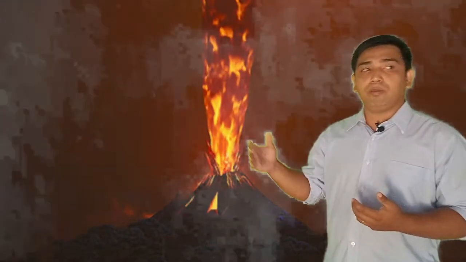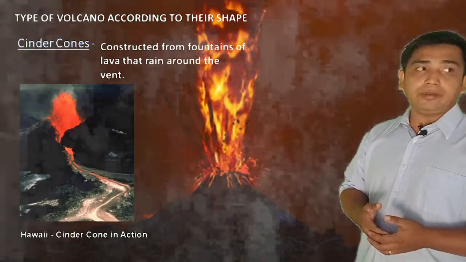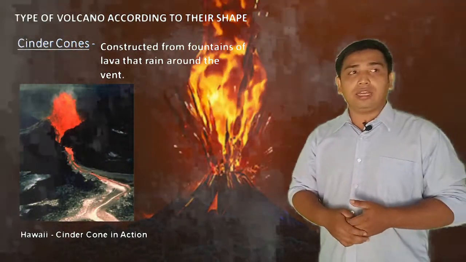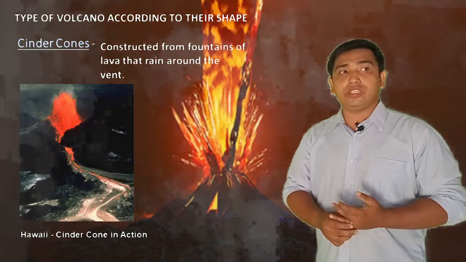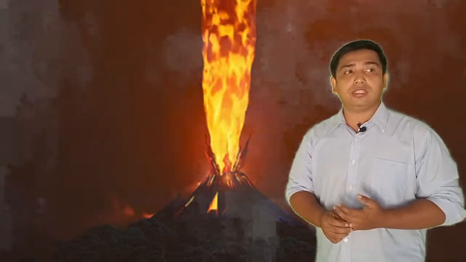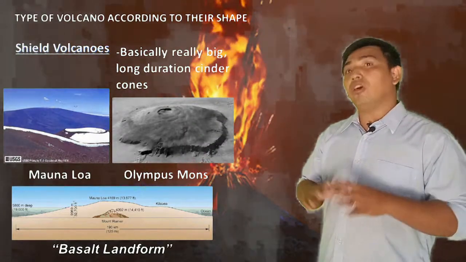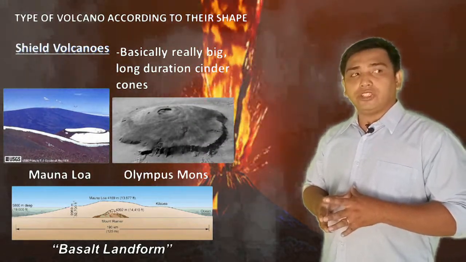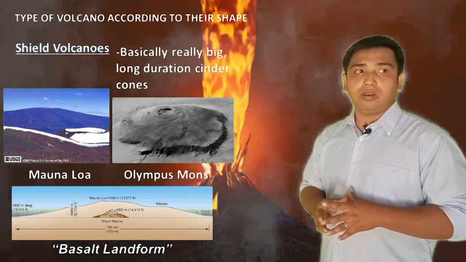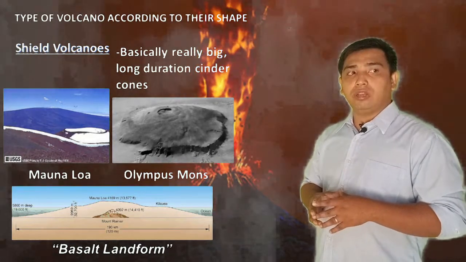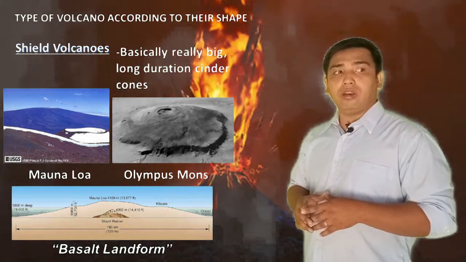Here are examples of volcanoes according to their shape. We have the cinder volcano, just like in Hawaii. That type of volcano is called a cinder volcano. Next are shield volcanoes and lava domes. Basically, these are longer versions of the cinder volcano. We have Olympus Mons and Mauna Loa.